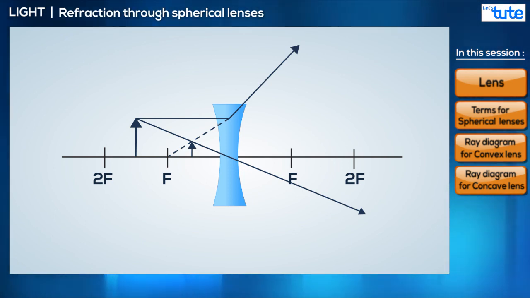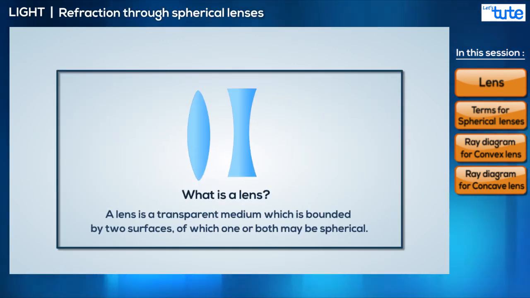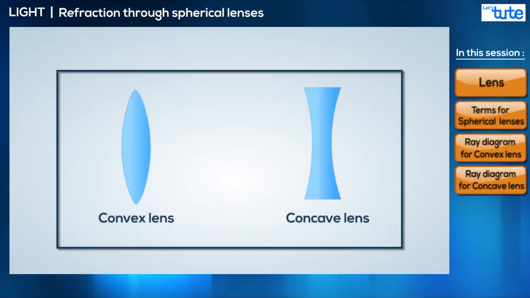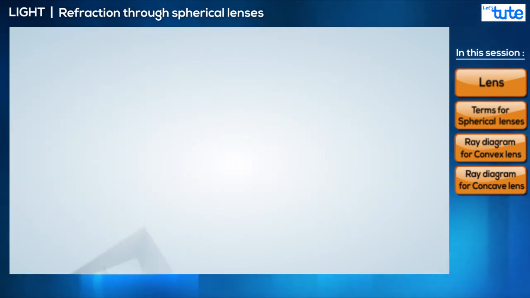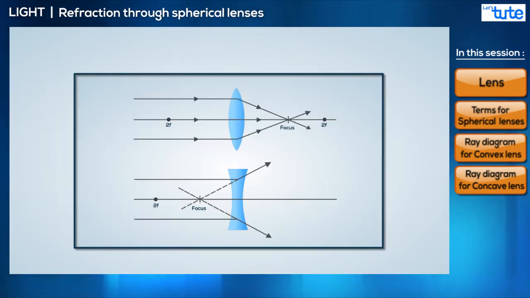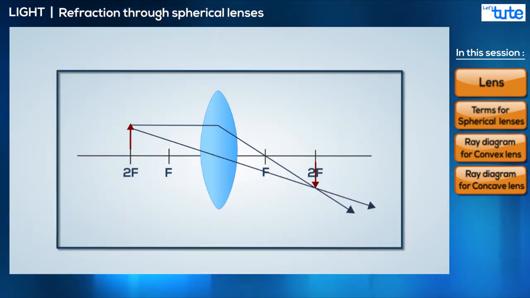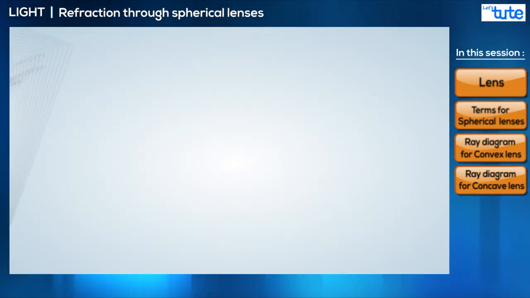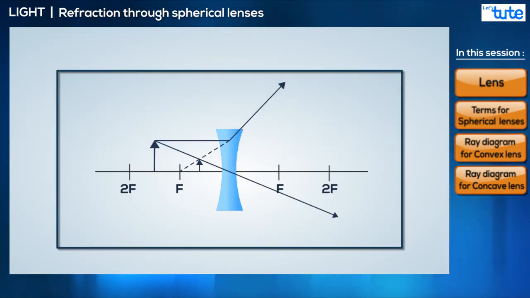Why is this true? The answer lies in the lens formula, which we will talk about in our next video. Now let's see what we have learned today. We learned what lenses are and the two different types of lenses. We learned how lenses bend light. We learned about the terms related to spherical lenses. We learned about how to make ray diagrams for lenses. And we learned image formations for the two lenses.